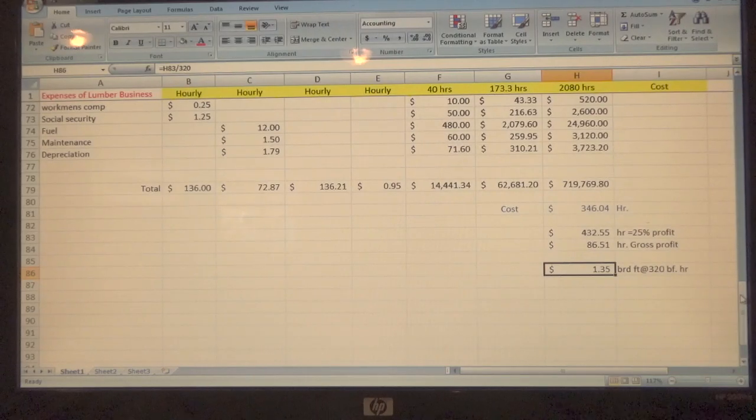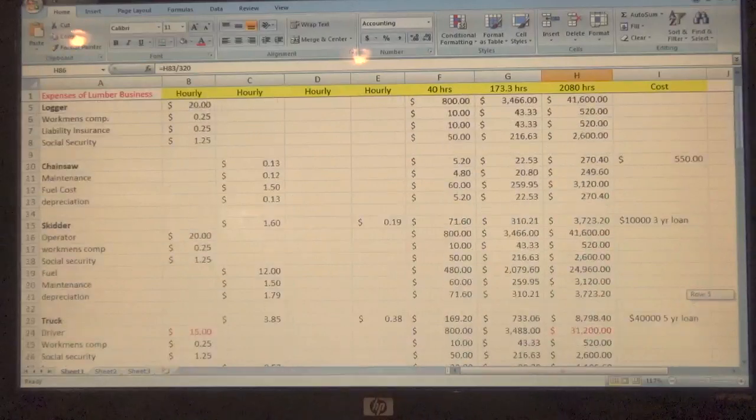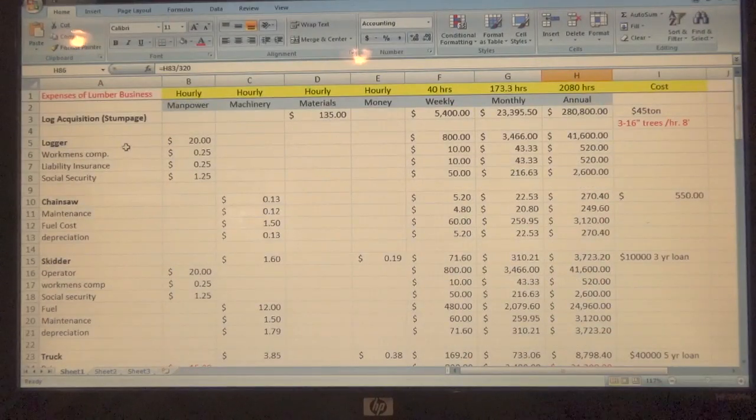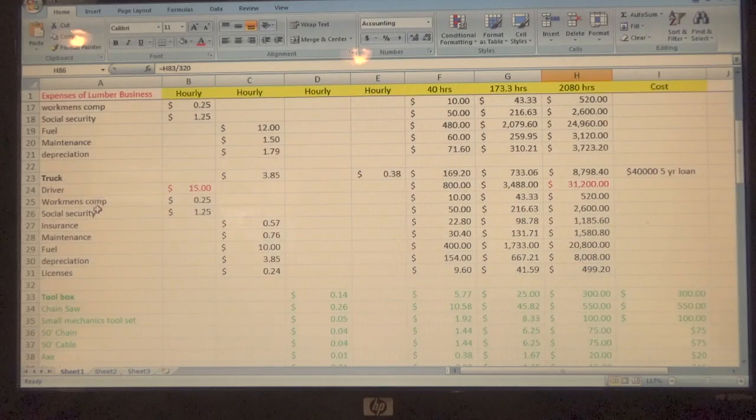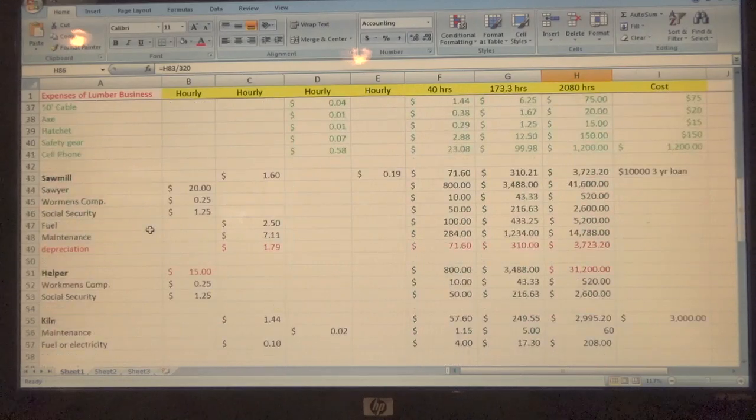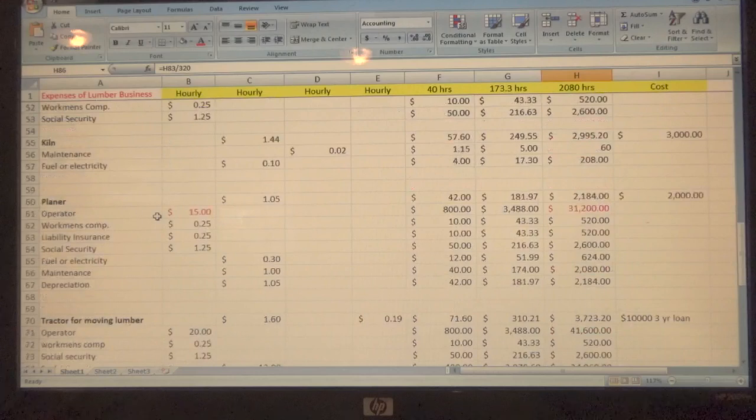This is what I'm trying to solve the problem of. I'm trying to make it so that the logger works full-time, the skidder guy works full-time, the truck driver works full-time. This is what I want. If I'm going to go into it, I don't want to go into it as a part-time operation. I want to do it as a full-time, let it pay for itself and let it pay me to do it. That's what I'm after.